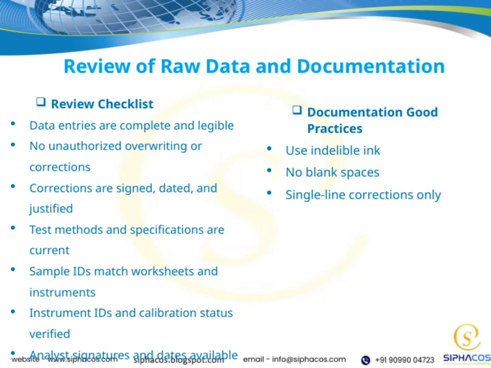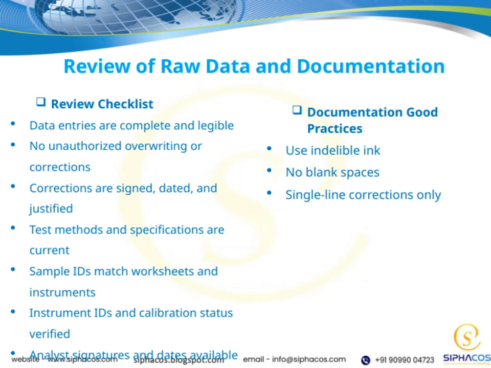Now, reviewing raw data and documentation is a crucial step. I recommend using a comprehensive review checklist to verify that all data entries are complete and legible. Check that there are no unauthorized overwrites or corrections, which could compromise the data's authenticity. If corrections are needed, they should be signed, dated, and justified, so there's a clear record of why and when changes were made.